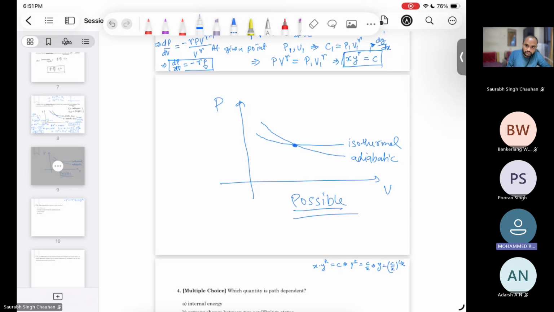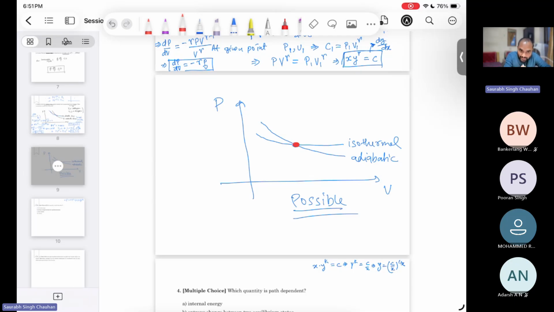Yes, sir. What do you mean by given one point? This one given point, this one given point, this given point. The one drawn in red. Okay, sir. Okay.